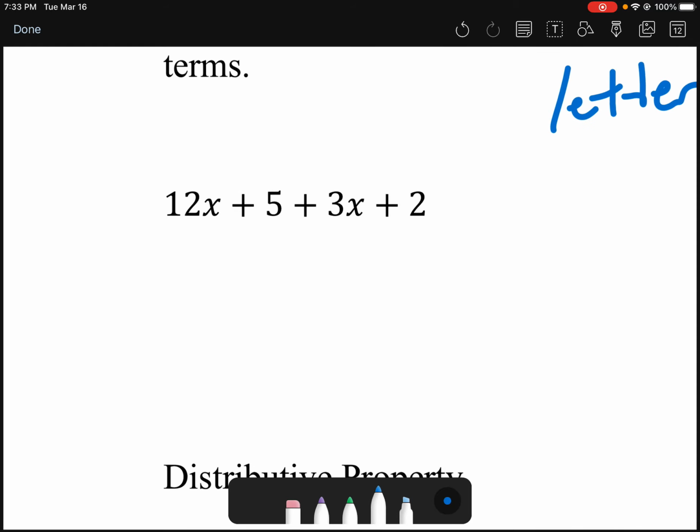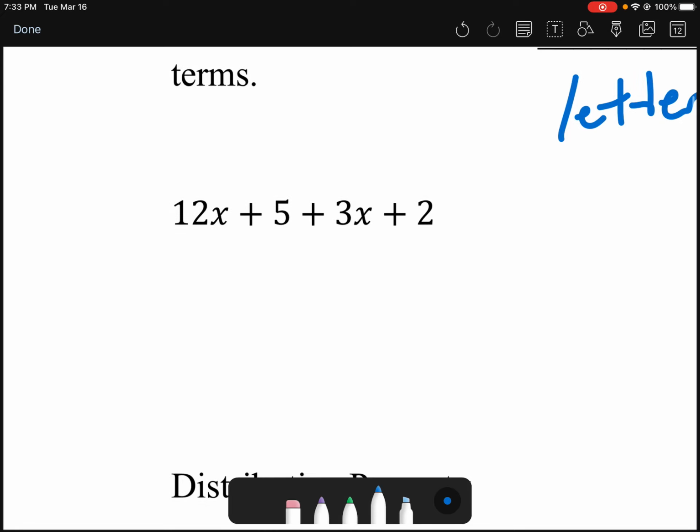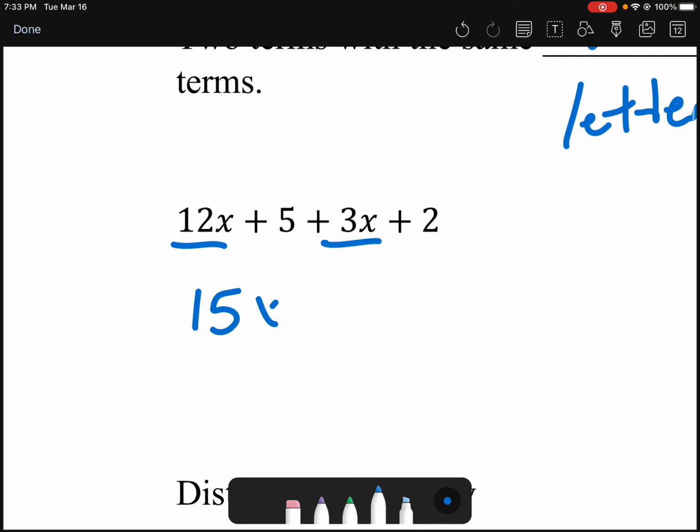So if we look at this first one here, I have 12x plus 5 plus 3x plus 2. So I want to combine my like terms. I see that 12x and 3x both have an x with them. So I'm just going to add together the coefficients, the number out in front with one another. That would give me 15x. And then I have 5 and 2. So I'll add those guys together. Because they don't have a letter with them, they're also like terms. 5 plus 2 is 7. So this expression, when simplified, is 15x plus 7.